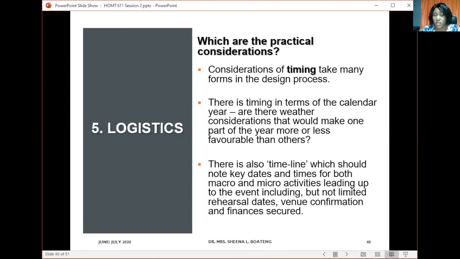In terms of logistics and timing too, you also need to think about timeline. Some people are fond of starting to plan an event and starting to look for a venue when it's getting close to the crunch, where they are pressed for time and it's almost time for the event to happen. You need to give yourself enough time and then give yourself enough key dates and milestones to ensure that you plan well in advance to have a successful event. So the timeline should note key dates and times for both the micro and macro activities that you have to perform leading up to the event.